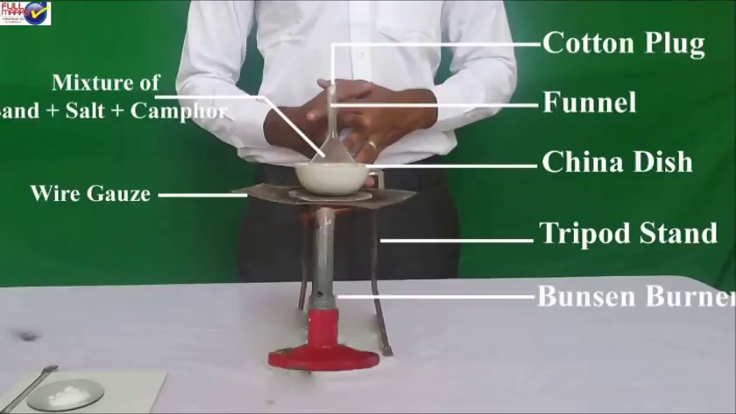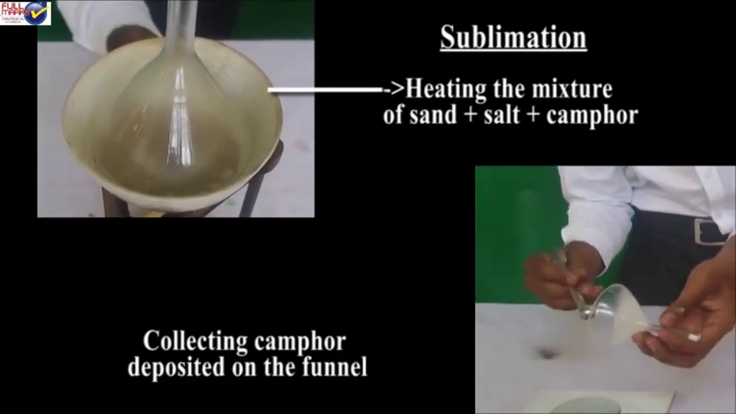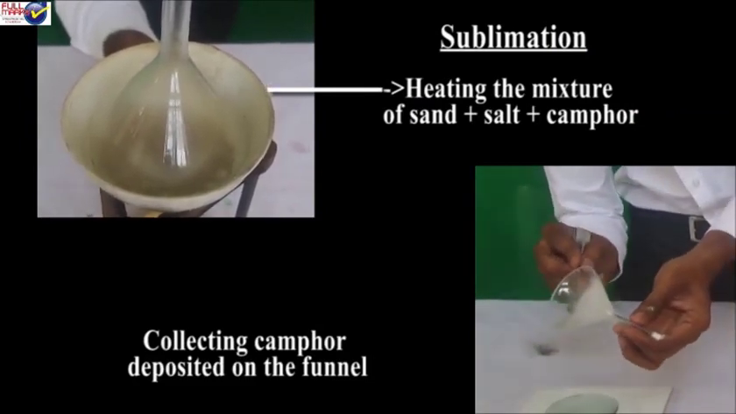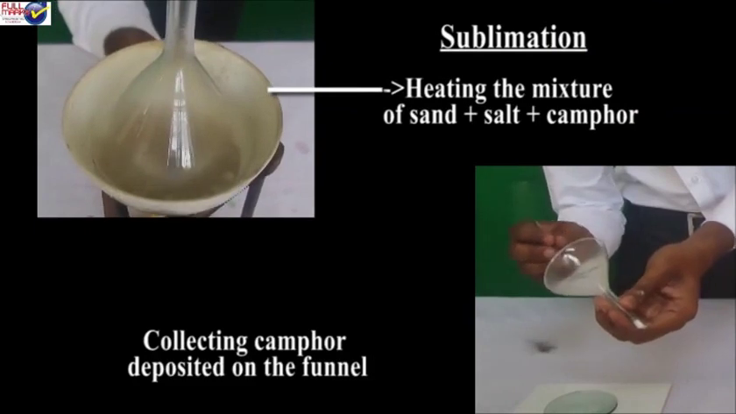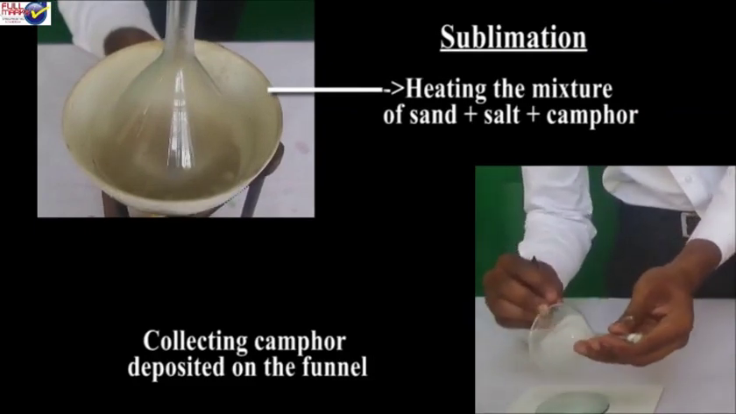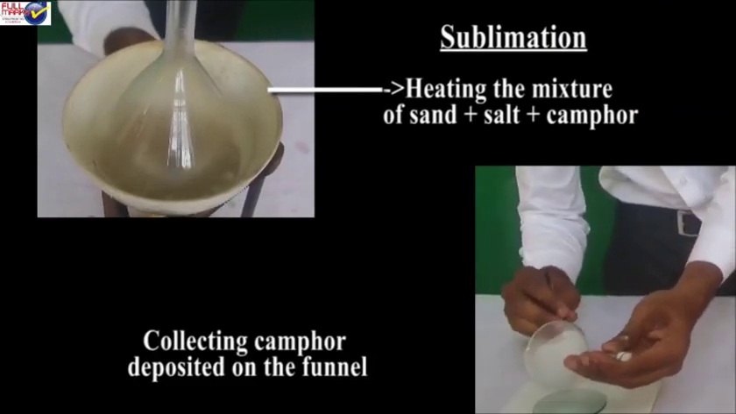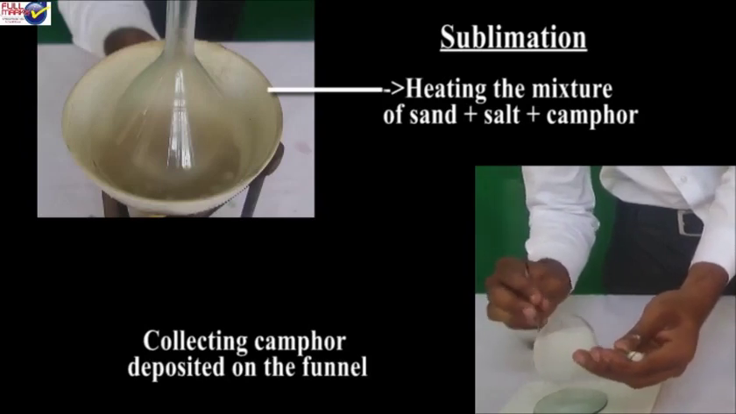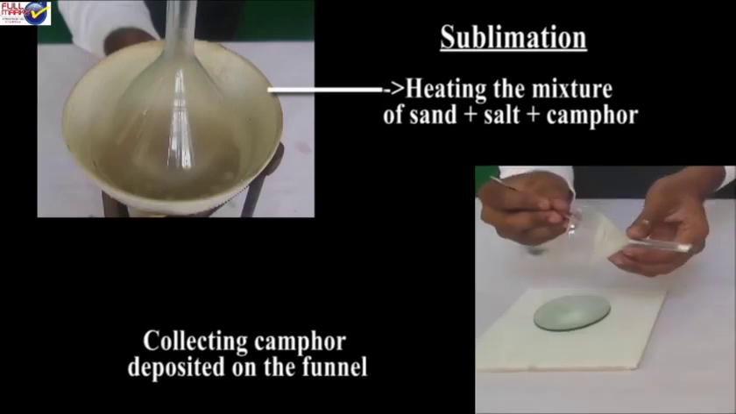Procedure: sublimation, separation of camphor from the given mixture. Take a tripod stand, place a wire gauze over it. Keep the china dish with the given mixture on the wire gauze. Place the glass funnel in an inverted position on the mixture and plug the stem hole of the funnel with cotton. Heat the mixture with a Bunsen burner for a few minutes. Remove the funnel to collect the deposited ammonium chloride on the funnel. The left out mixture has only salt and sand.